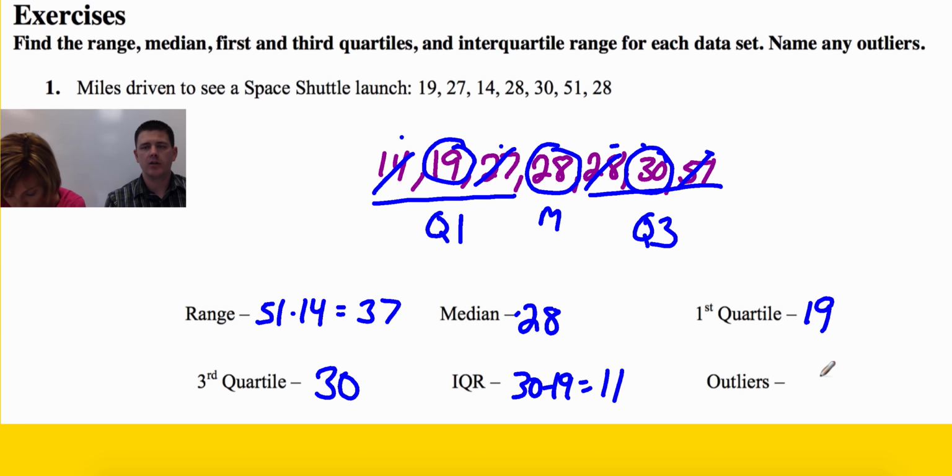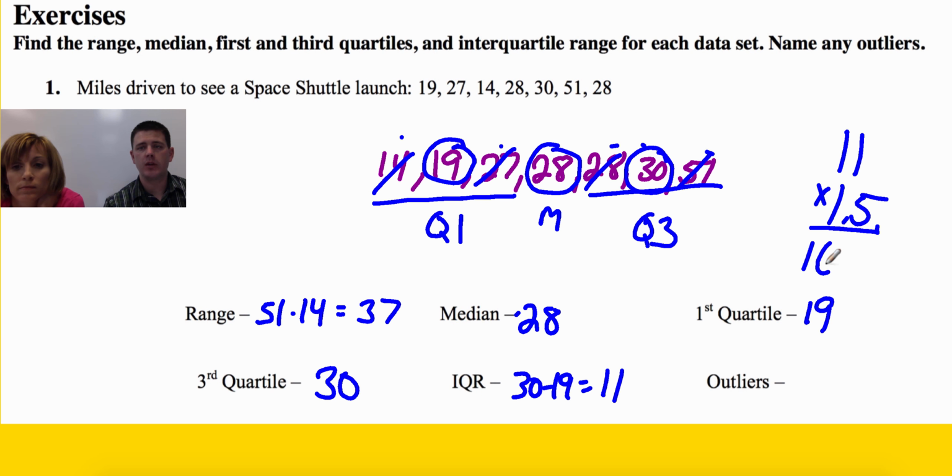And then our outliers. Well, remember, we want to take the IQR, 11, times 1.5. So that's why we have a calculator. 11 times 1.5, I believe, is 16.5. Check. So what we want to do is look at our first quartile and our third quartile. Is there a number that is 16.5 away from it? So from 19 down to 14. That's much less than 16.5, so 14 wouldn't work.